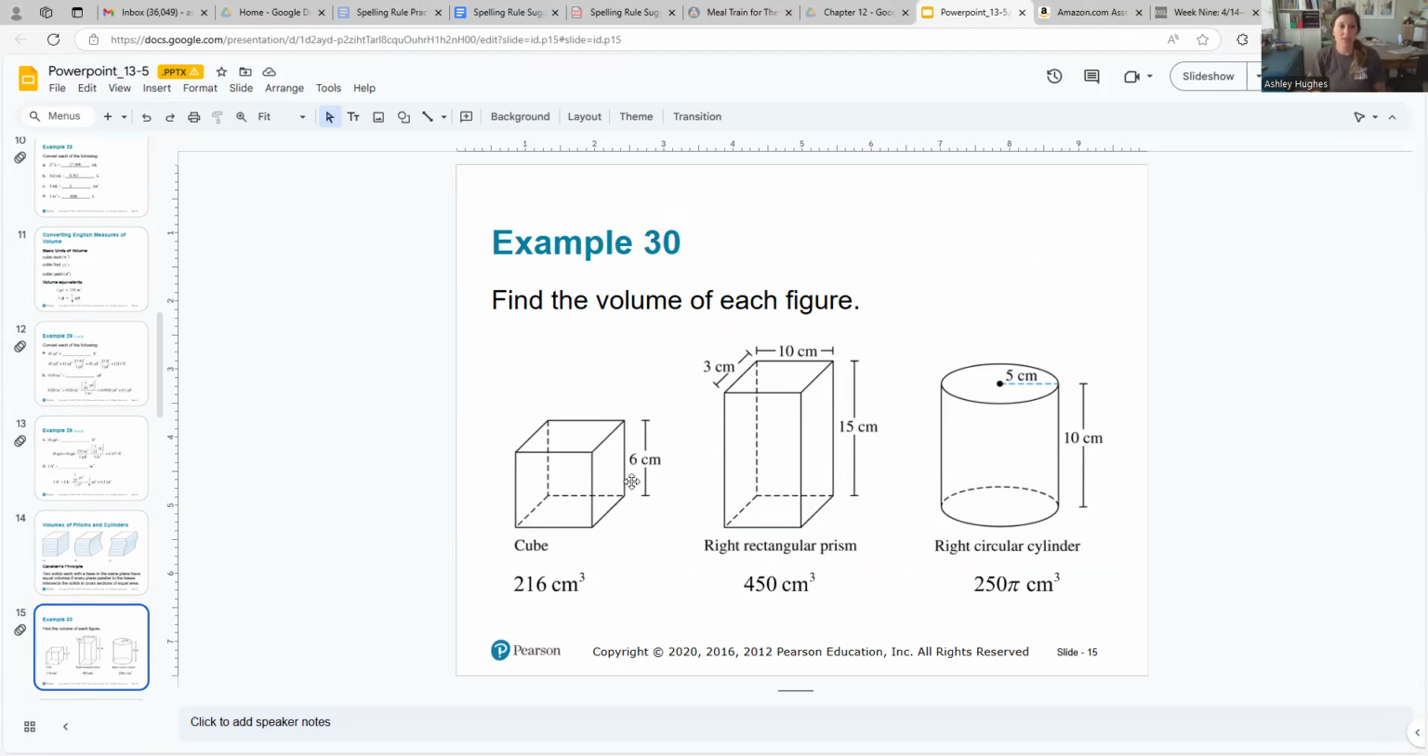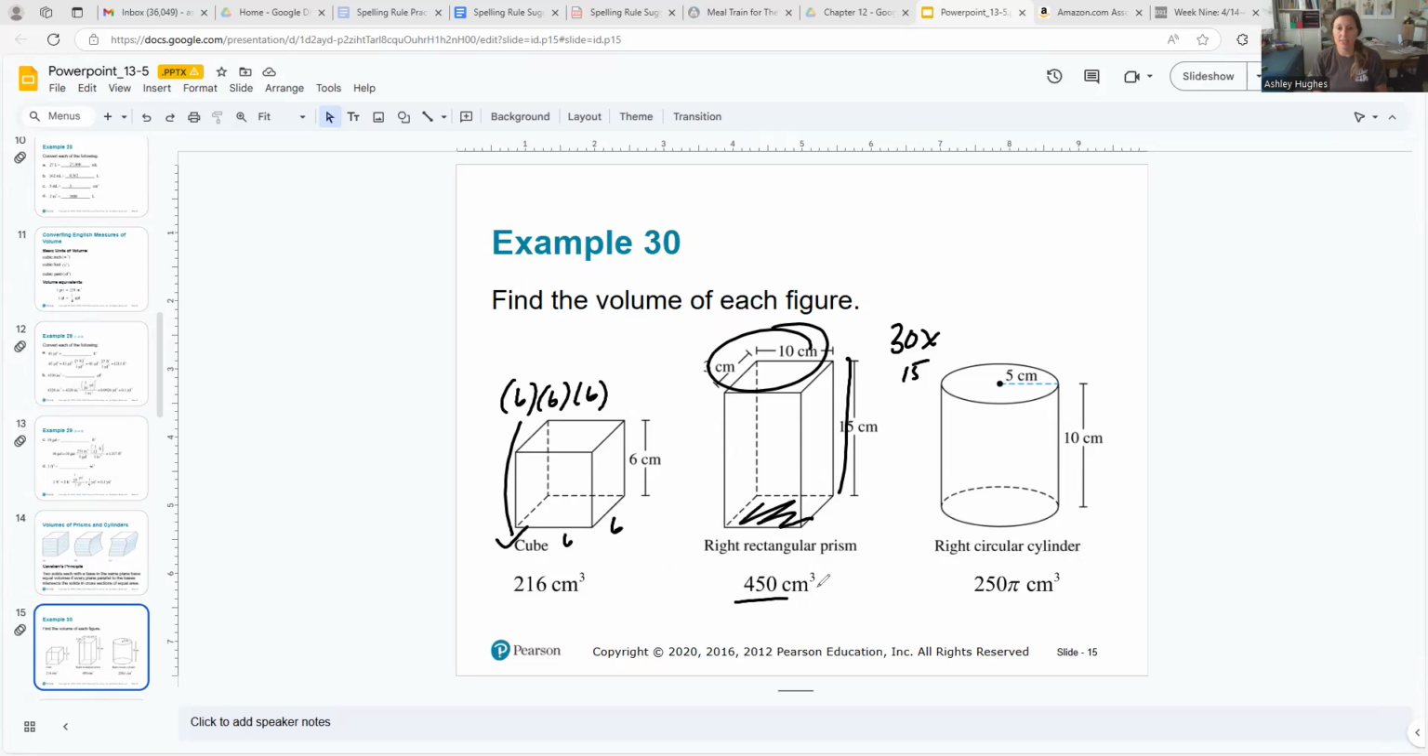So how do I find the volume of these things? Here, it would just be 6 times 6 times 6. You have 3 dimensions for volume, and that's going to give you this. Here, you can do the area of the base times the height. The area of the base would be 3 times 10, so 30 times your 15, and so you get this. And don't forget it's always cubed when you're doing volume.